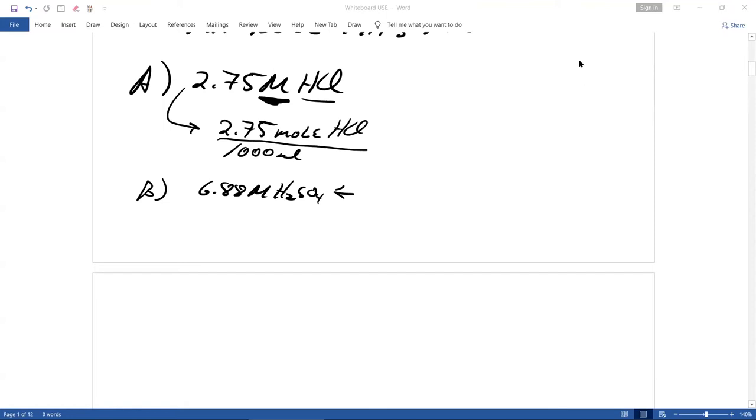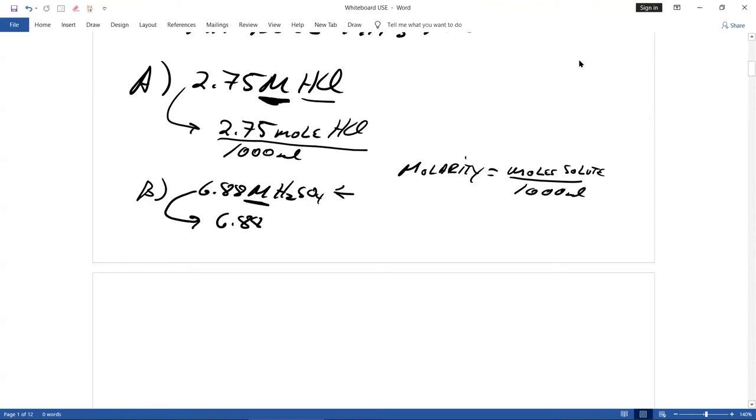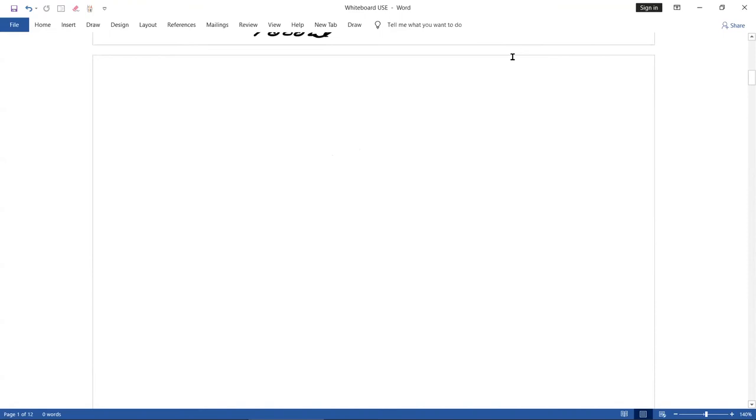Whenever you see capital M, that's molarity. And that's equal to moles solute per 1,000 milliliters of solution. And we don't write the word solution down there because chemists, especially organic chemists, are lazy. So what does this mean? Capital M, molarity, 6.88. And therefore, here's our solute right after the capital M: moles, H2SO4, you'll learn later on that's sulfuric acid, per 1,000 milliliters. Oh, let's do it again.